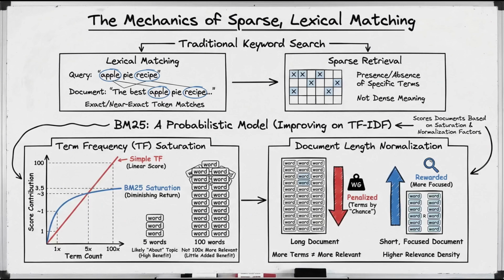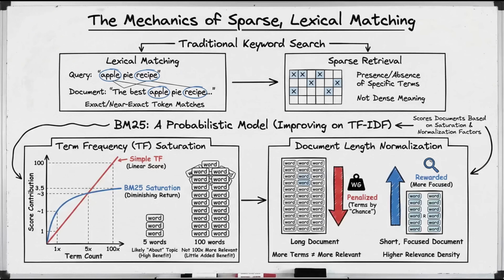Second, we have document length normalization. Think about a long, sprawling article versus a short, concise post. A very long document is naturally more likely to contain search terms simply by chance, not necessarily because it's a better match. BM25 accounts for this by penalizing overly long documents and rewarding shorter, more focused pieces that get straight to the point. By balancing these two factors, BM25 provides a much more nuanced approach to finding exactly what you're looking for.